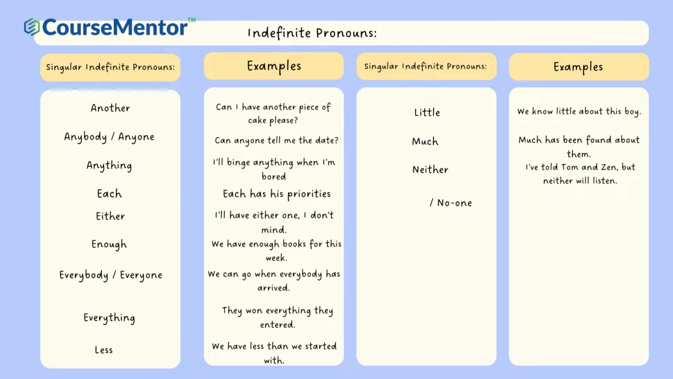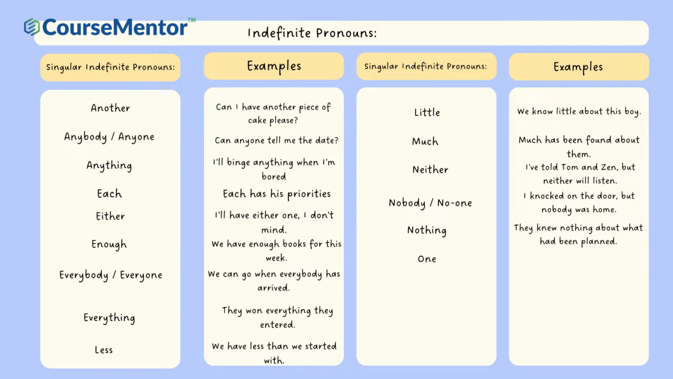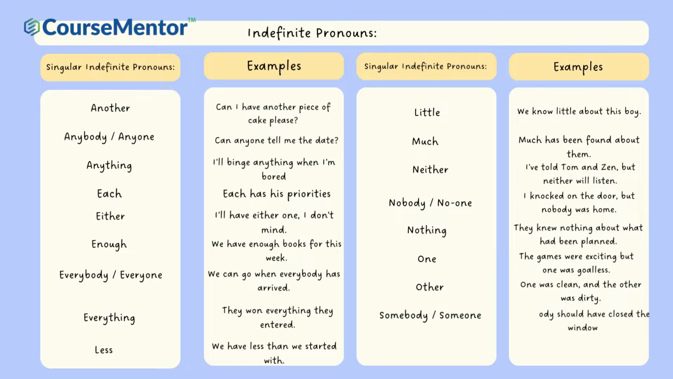Nobody, no one. I knocked on the door, but nobody was home. Nothing. They knew nothing about what had been planned. One. The games were exciting, but one was goalless. Other. One was clean, and the other was dirty. Somebody, someone. Somebody should have closed the window. Something. Something was moving in the garden.